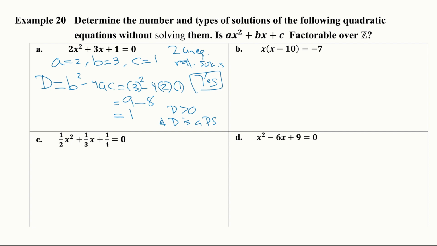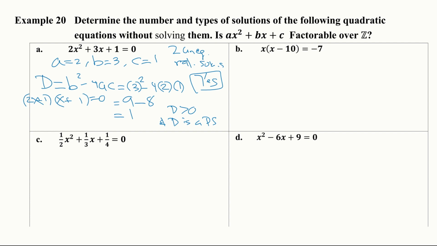And in fact, if you try it, you can easily factor that, right? So you have 2x and x, 1 and 1 will do it. So 2x plus 1 times x plus 1 equals 0. See? So that means it was factorable, and you can verify that very quickly.